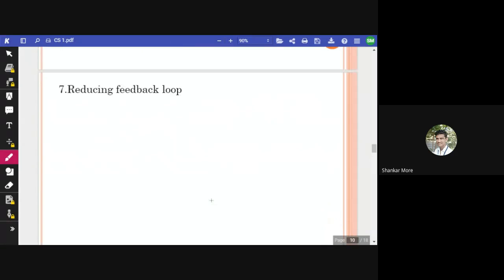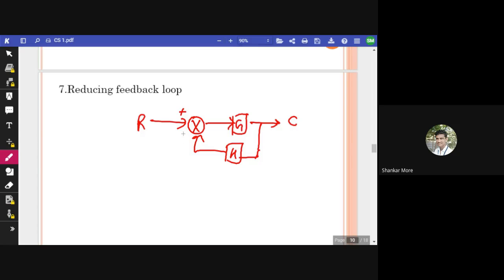Okay. Now the last one we have is reducing the feedback loop. जैसे कि मैंने आपको कहा था कि feedback loop को imagine कीजिए. So let us suppose this is R and this is a summing point, this is gain G, and we have output C. Then we have a feedback element H here, and remember this is plus and this is minus sign here. So in such cases, the transfer function C by R is equal to G upon 1 plus GH.